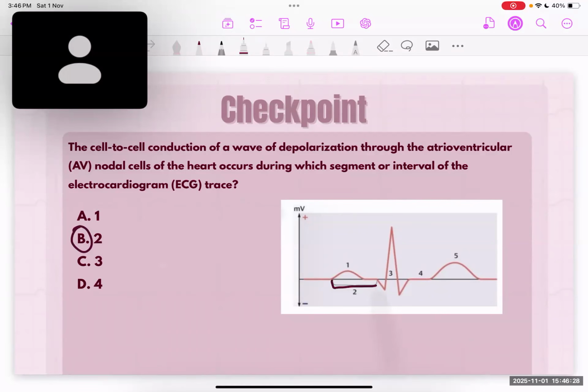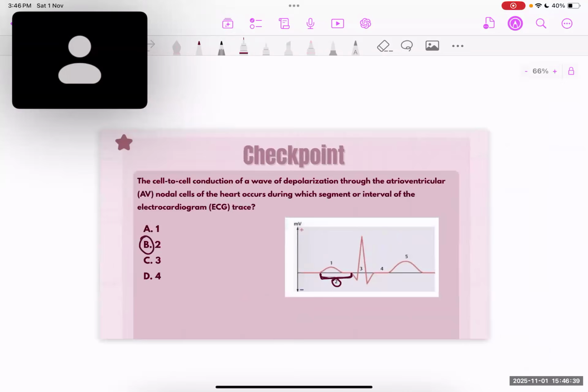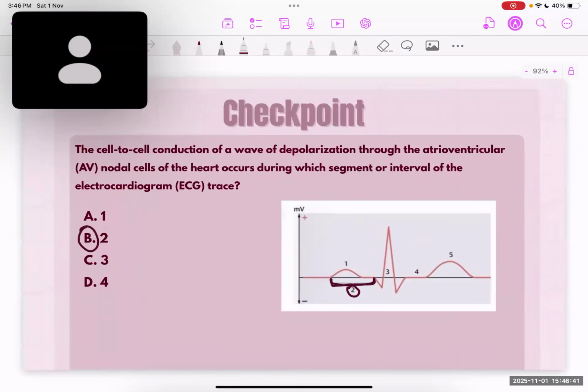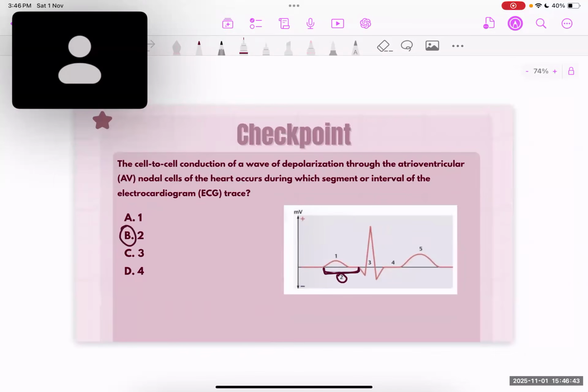So it's basically through this interval. So it's by the PR interval where you're gonna have the depolarization of the atrioventricular cells. So you just need to focus on the question and what they're asking. Is that clear, everyone?